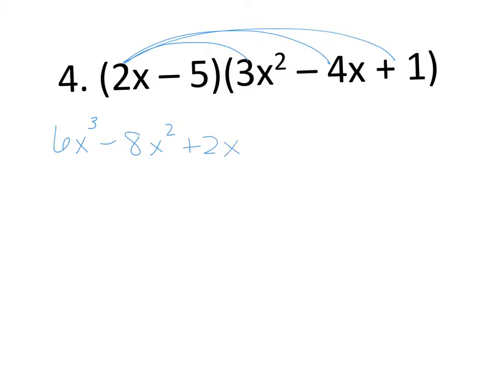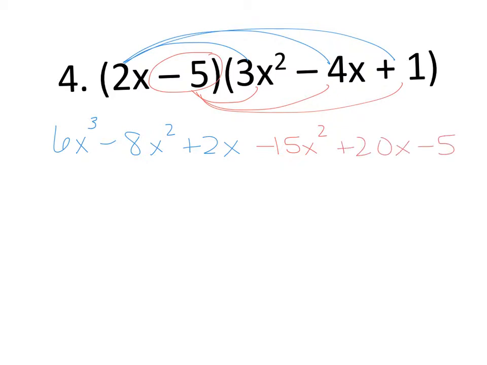Now, you're going to do the same thing with the negative 5. You're going to distribute it to all 3 parts. So you're going to end up with a negative 15x squared, a positive 20x, and a negative 5. All right, so now you have to combine like terms, okay? So when I'm looking here, there is no more x to the thirds, so I'm going to start with 6x to the third.